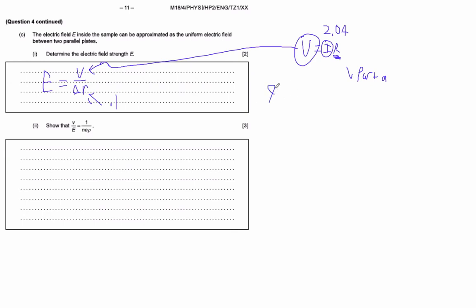I'm just going to say. And then they say, show that V over E is 1 over, there we go. How are we going to do that? Well, let's see. Let's start with this guy.